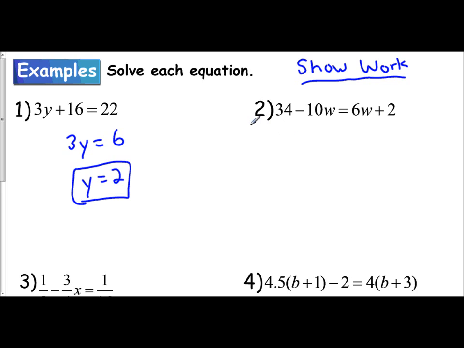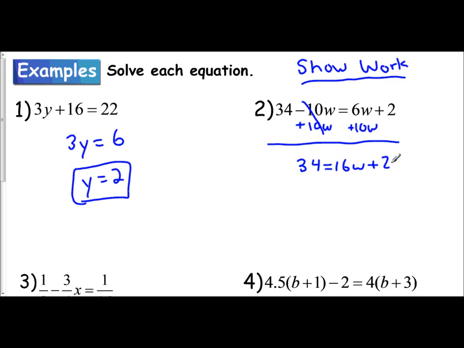Let's look at number 2. 34 minus 10w equals 6w plus 2. Now in this problem, we have the same variable w on both sides of the equation. So we're going to move them to the same side. I prefer to move my variables so I have a positive coefficient. So I'm going to add 10w to both sides. That'll cancel out here. So 34 equals 16w plus 2.